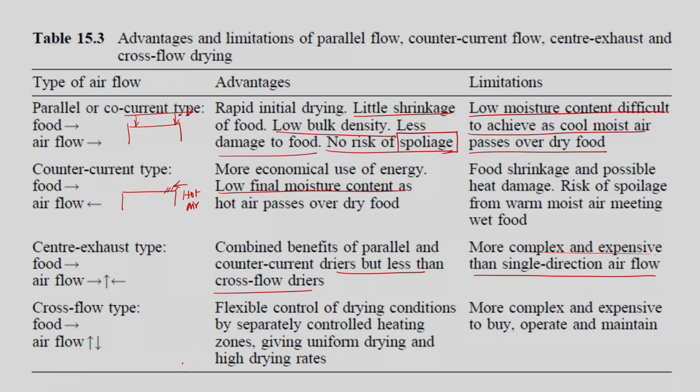In the cross flow type, the food and air flow are perpendicular to each other. The advantage is flexible control of drying conditions by separately controlled heating zones, giving uniform drying and high drying rates in cross flow. The limitations are that it is more complex and expensive to buy, operate and maintain.